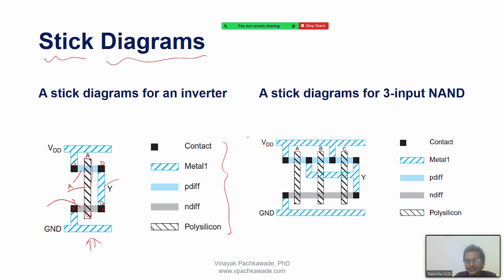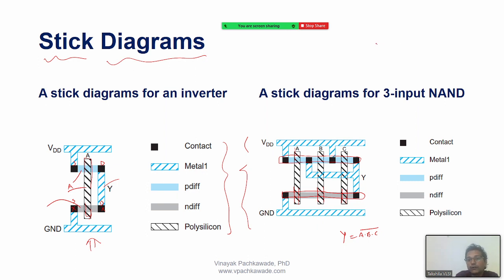Similarly, this is the stick diagram for a 3-input NAND gate. Very simple again, I have a long NMOS transistor with 3 gates. It means I have divided the single transistor into 3 equal length transistors. Similarly, I have the PMOS transistors, and because that's the 3-input NAND function, the layout and the routing will look like this. So very simple. You can do this for any logic function.